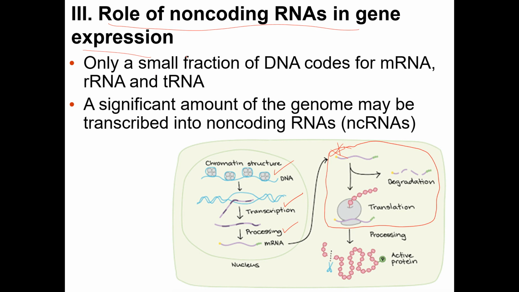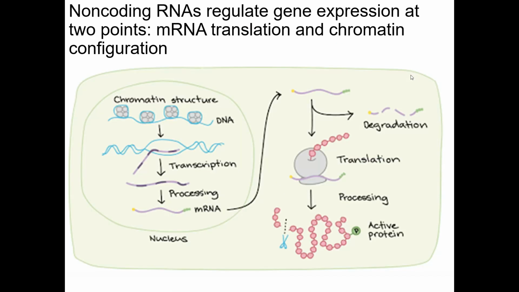So I want to talk a little bit about RNA interference today. First of all, only a small fraction of DNA actually codes for messenger RNA and ribosomal RNA and transfer RNA. A lot of the genome, a lot of your DNA codes for this non-coding RNA. And there are a whole bunch of different types, and you don't need to memorize any of them. I just want you to get the gist of what they do.